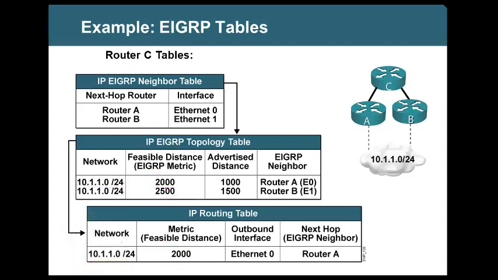Unequal cost load balancing is supported in EIGRP but not enabled by default. We have to enable it by using a command called variance, which will be coming later. Question is, does EIGRP support unequal cost load balancing by default? Answer should be no. Not by default. Needs to be enabled.